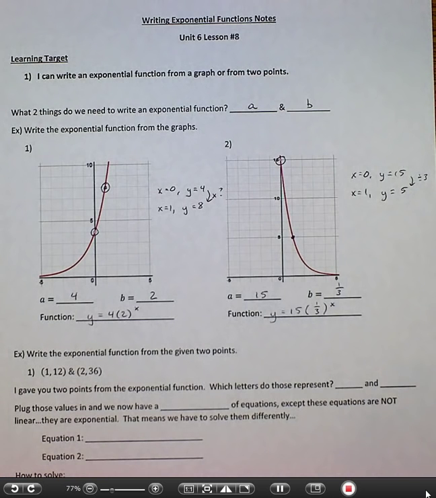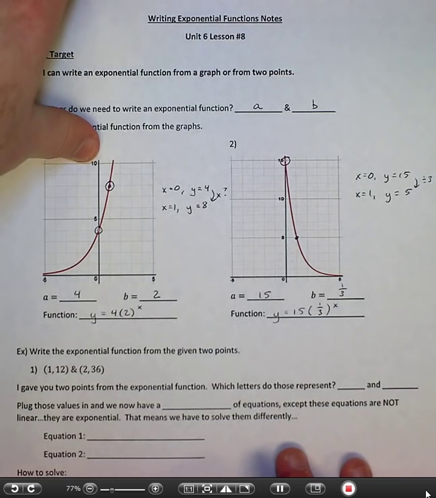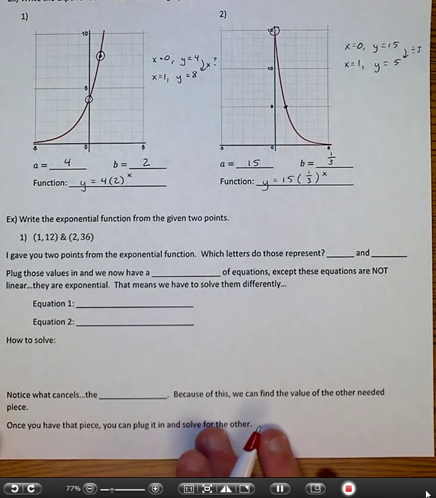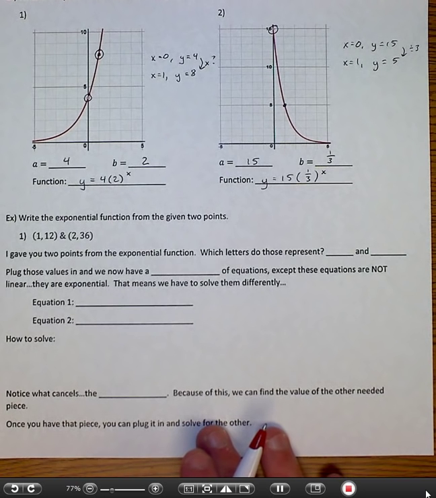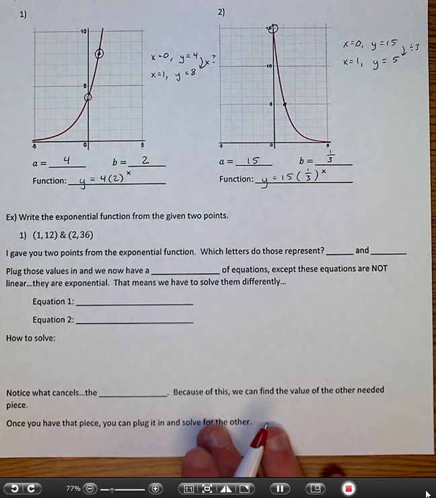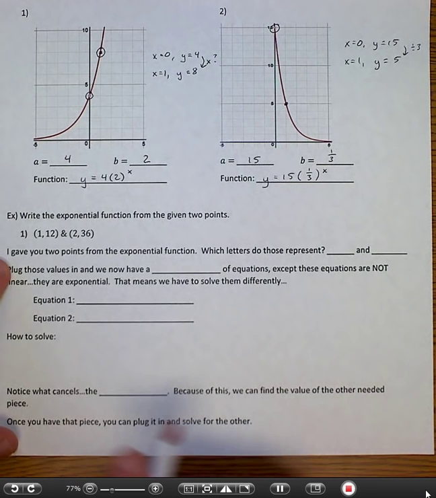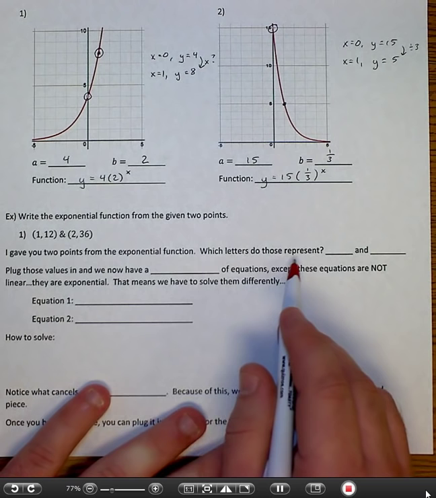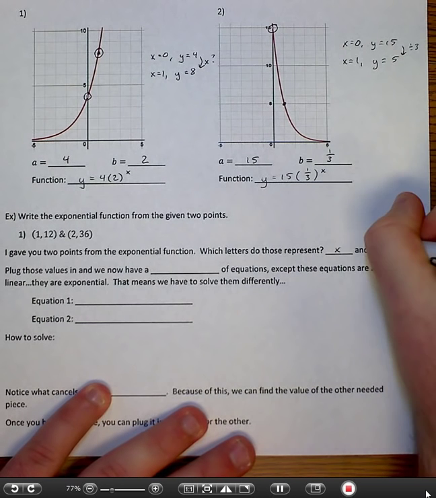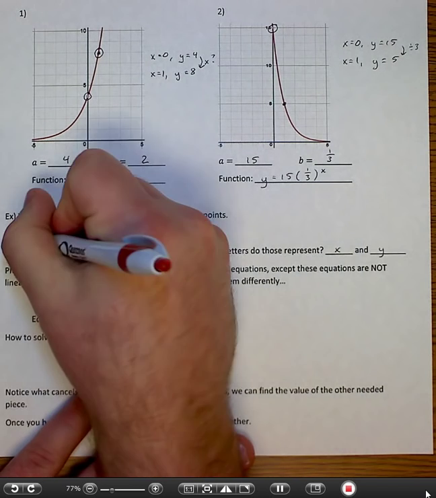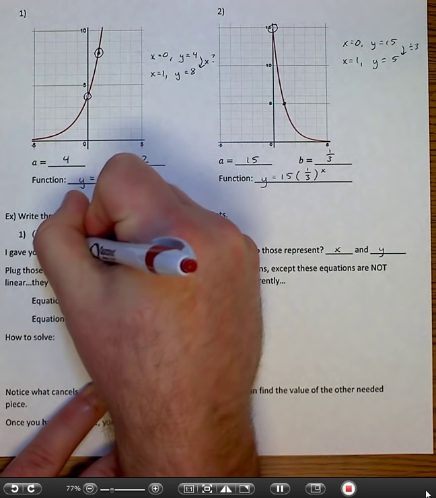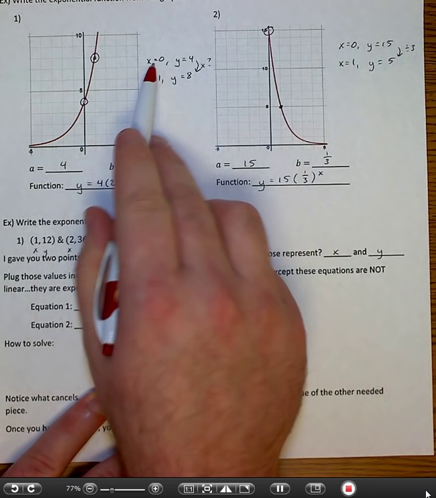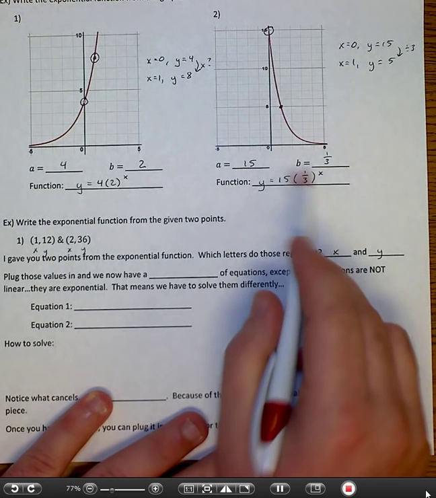What you're going to probably have more of on your quizzes and tests and things like that are from 2 points. Write the exponential function from the given 2 points. So 1, 12 and 2, 36. What I have given you are 2 points from the exponential function. Which letters do those represent? Those are x and y, right? So this is an x, this is a y, this is an x, this is a y. Just like I did up here, right? I gave you an x and a y, an x and a y, and you found a and b.